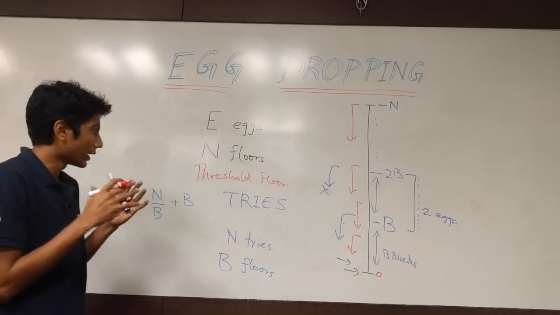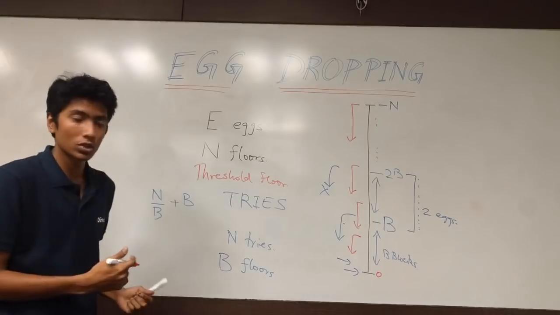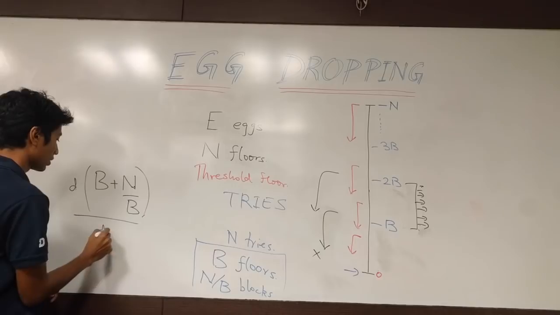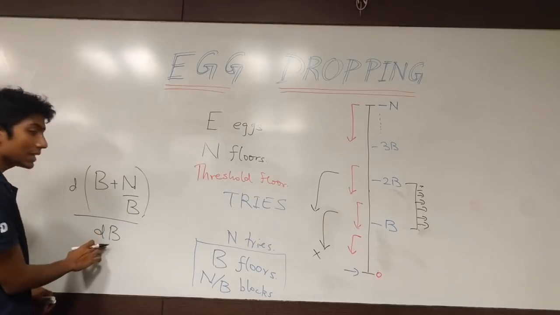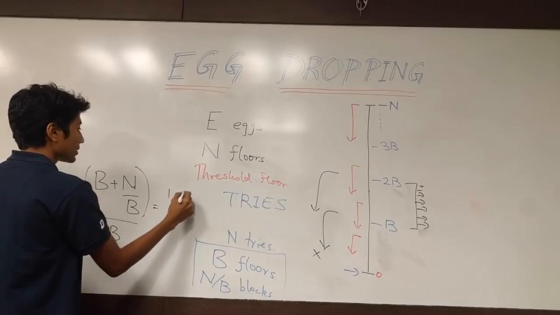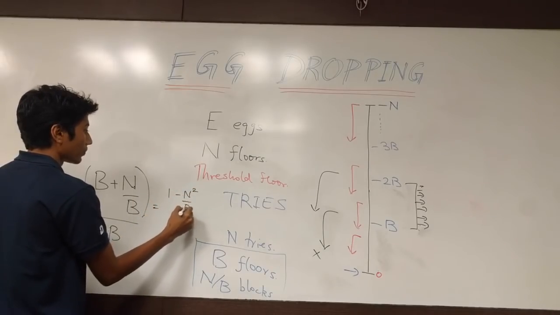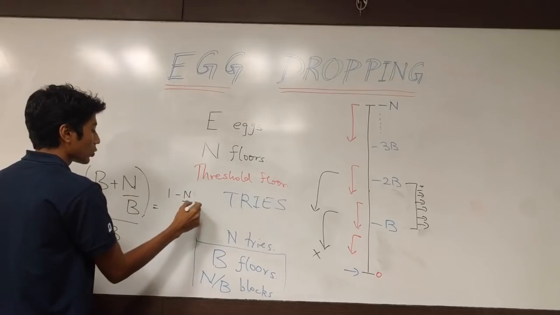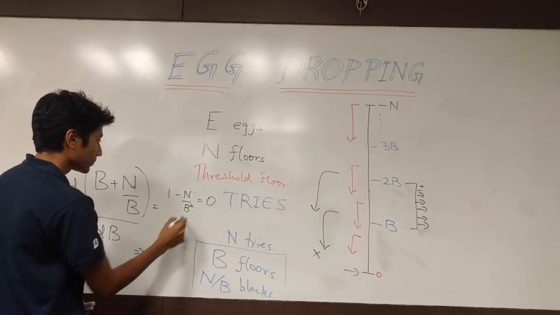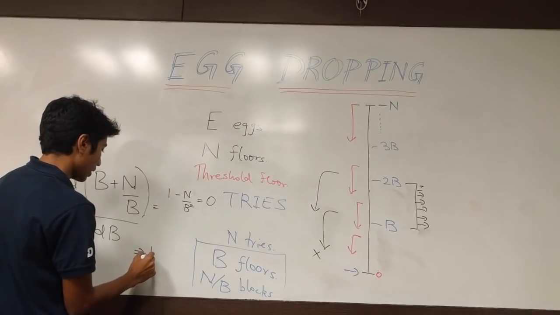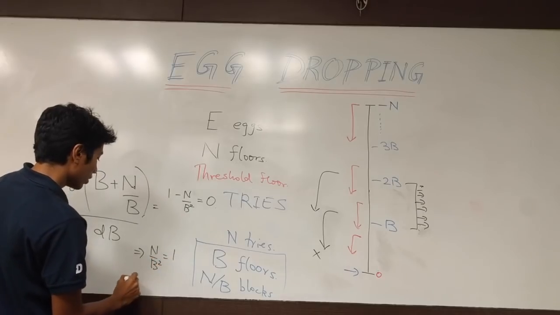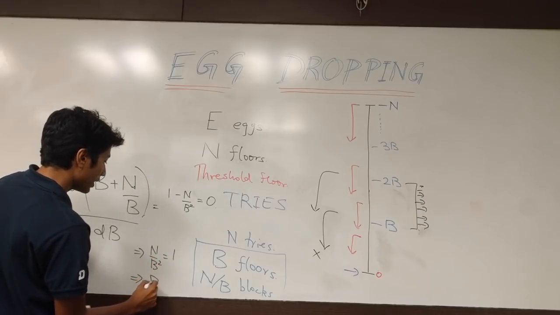Let's try to understand what is the minimum block size that we can use. We could use some differentiation. So this is b plus n by b. n is a constant, b is the variable. So we are differentiating. What we get is 1 minus n by b squared is equal to 0, which in turn gives us n upon b squared equal to 1, which gives us b equal to root n.